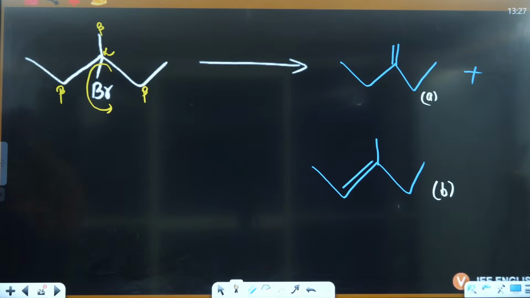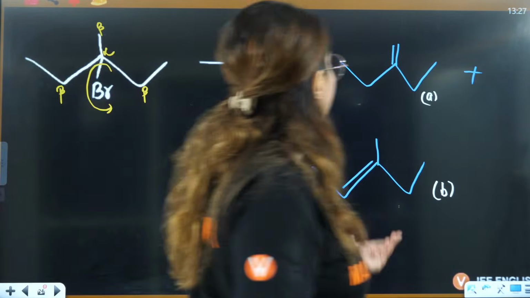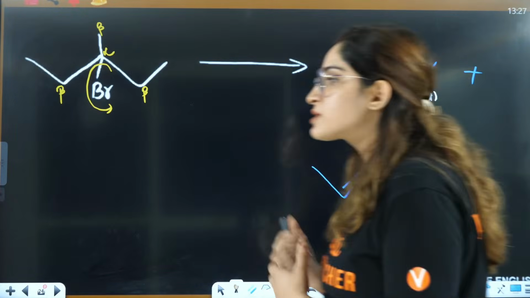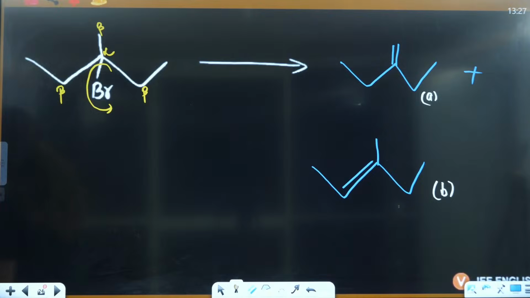Okay, tell me, which one do you feel will be the major product, guys? More substituted you have to see. The one which has more alkyl substitution, that is going to be the answer.